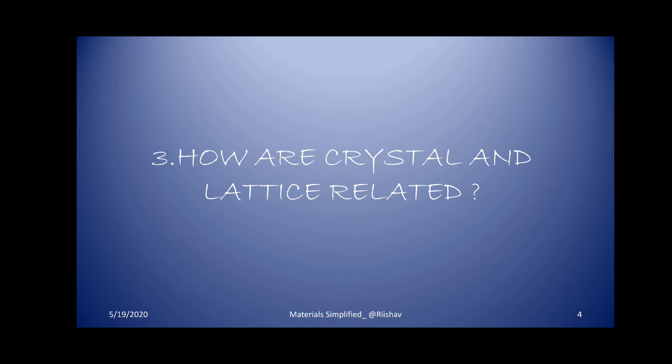Lattice and crystal are related with a motif. Another term for motif is basis. Now, what is a motif? A motif is an atom or a group of atoms which are associated with any lattice point. So in a simplified version, lattice plus motif will give me a crystal. Lattice will tell me how to repeat, whereas motif will tell me what to repeat. So if I combine this, I'll get a pattern.